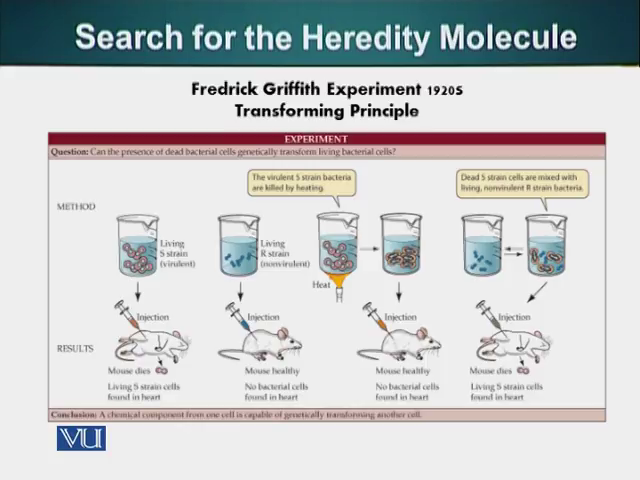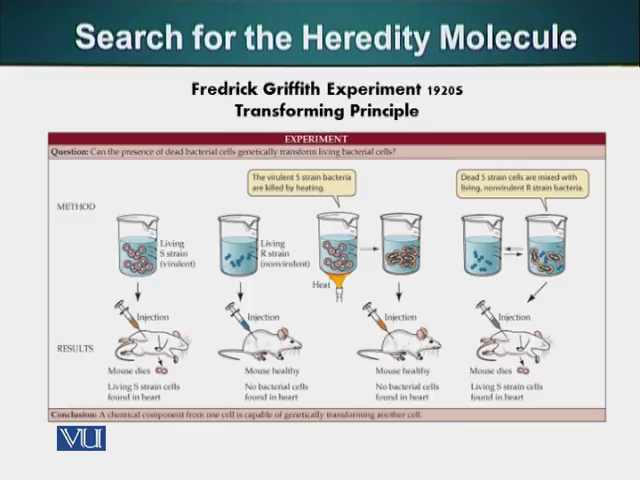Other people took this experiment further. They were able to do this experiment even without the mouse. If they mixed living R bacteria with dead S bacteria in a test tube, they could see the R bacteria getting transformed into S bacteria. Next, people identified the individual components, which are basically the individual polymers: lipids, carbohydrates, nucleic acids, and proteins.